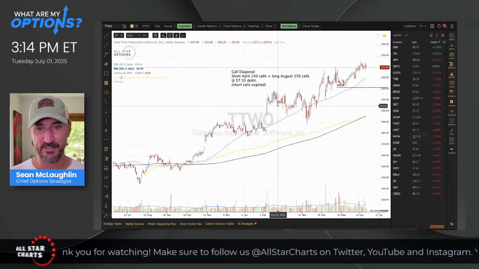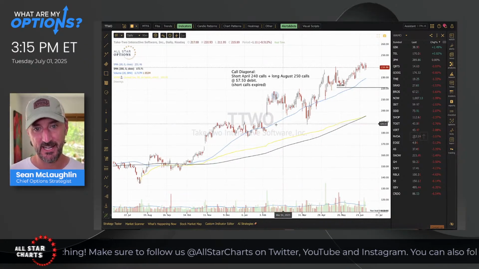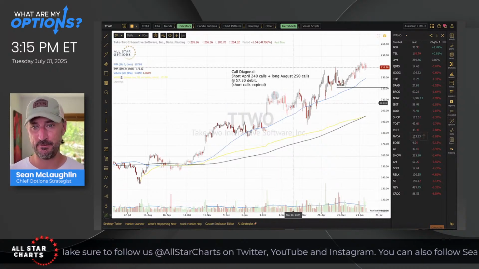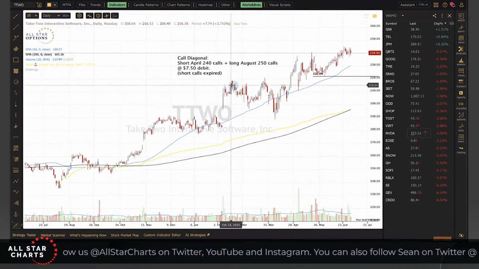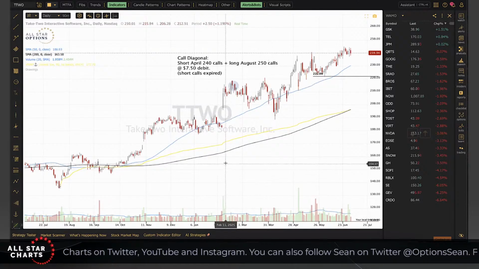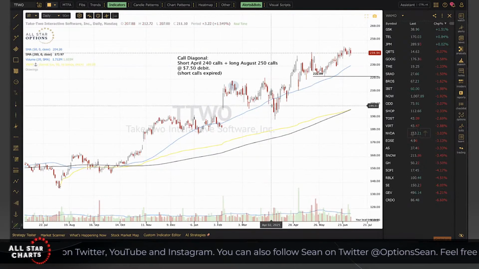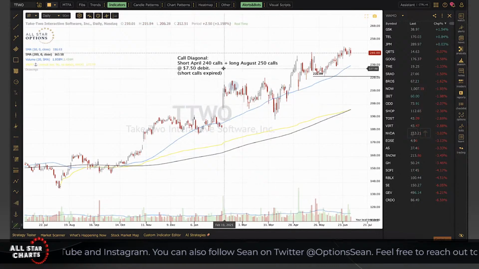I just had one real world example I wanted to show you about a call calendar spread before I move on to Toast. Here's Take Two Interactive. This is a trade I'm in right now. I've been in this trade for a while. I got in back in February, and I did a version of a call calendar spread. In this case, it was a call diagonal. That's a close cousin to a calendar spread. The only difference is that you're using different strikes.